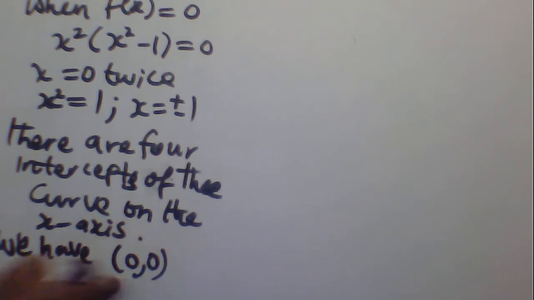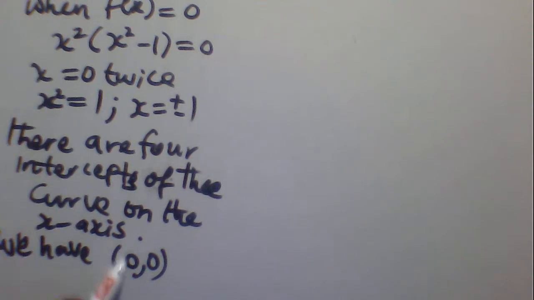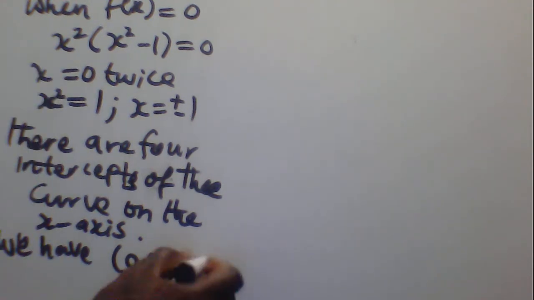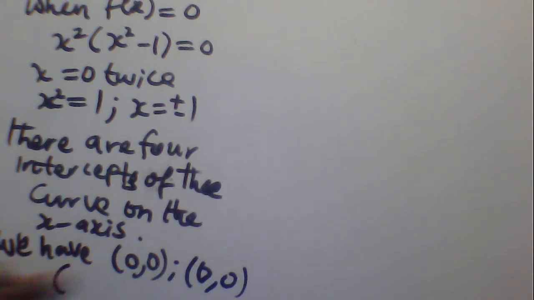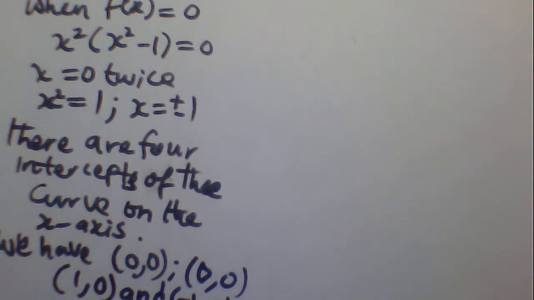So we have 0, 0 when f of x is 0. When f of x is 0, x is 0 as well, as we have gotten it here. So the second is 0 again because it is 2, and the third is 1 and 0, and the fourth is minus 1 and 0. So there are four places where the curve crosses the x axis.